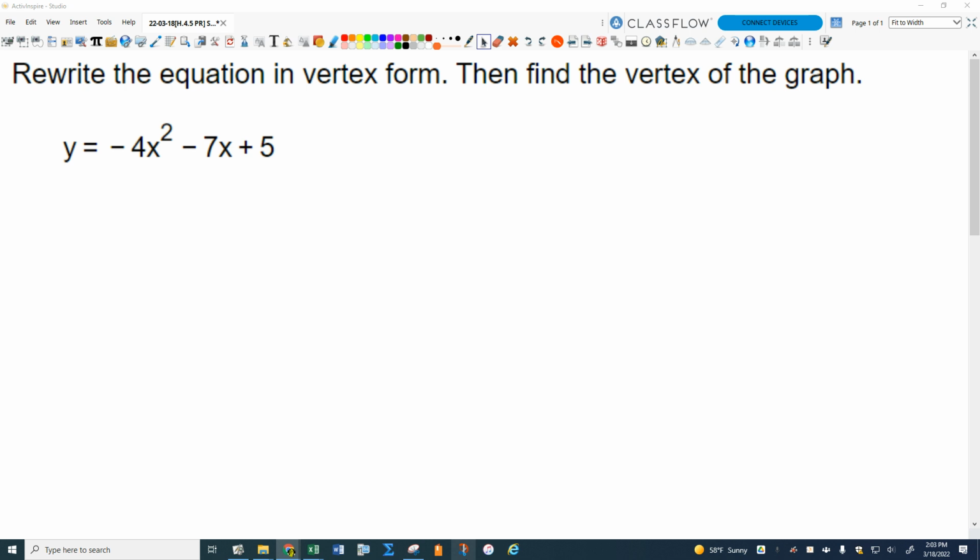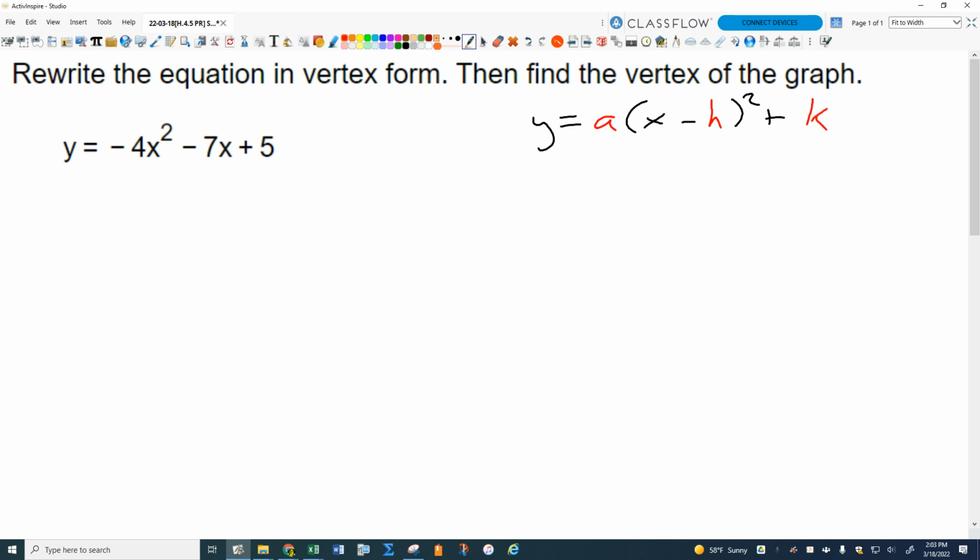Okay, so they want us to write this equation in vertex form and then find the vertex of the graph. So we know how to do this, right? We've done this in past chapters. We know vertex form is this, right? Y equals, you tell me, what's vertex form for a parabola? Okay, what goes out front? A times the quantity x minus h squared plus k.